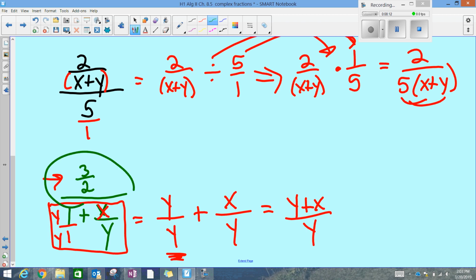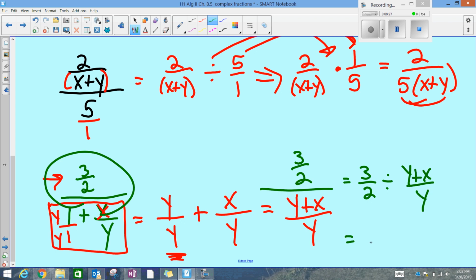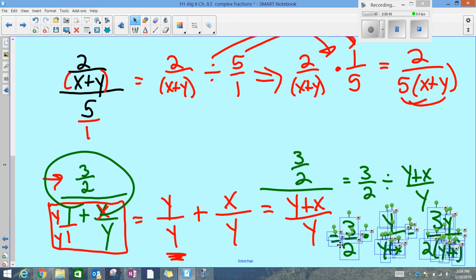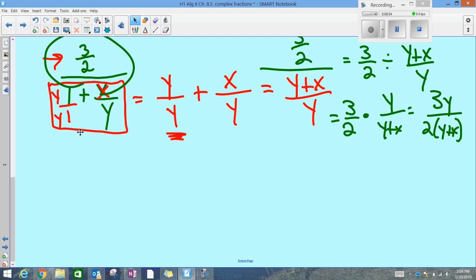Now we can finish the problem by taking 3 halves divided by that answer. And that looks like 3 over 2 divided by y plus x over y. We can rewrite that as 3 over 2 times y over y plus x. And that becomes 3y over 2 times y plus x. There we go. Okay? So again, it's just division, but you just have to make sure you have two fractions first.